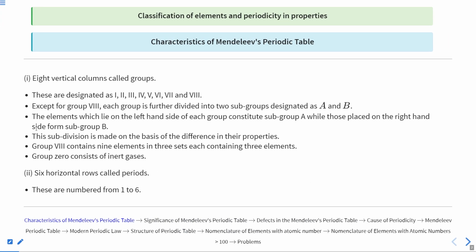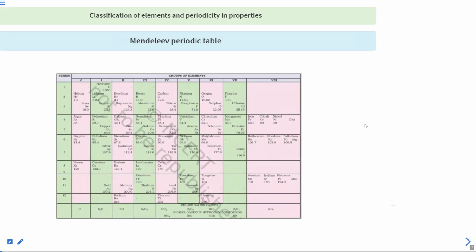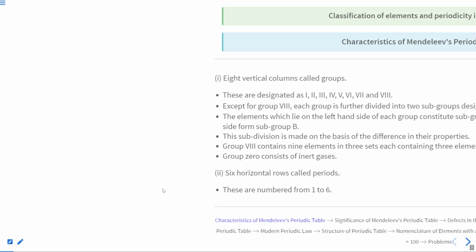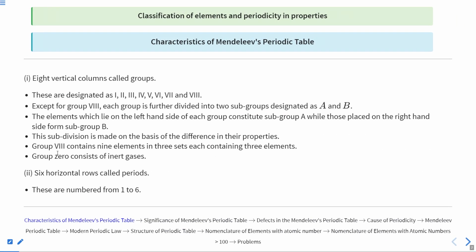The elements which lie on the left hand side of each group constitute group A, while those on the right hand side constitute group B. So lithium, potassium, rubidium, cesium are all of group A, whereas on the right hand side, sodium, copper, silver, gold are all of group B. This subdivision is made on the basis of difference in properties, so their classification as A and B is based upon the properties that we have.